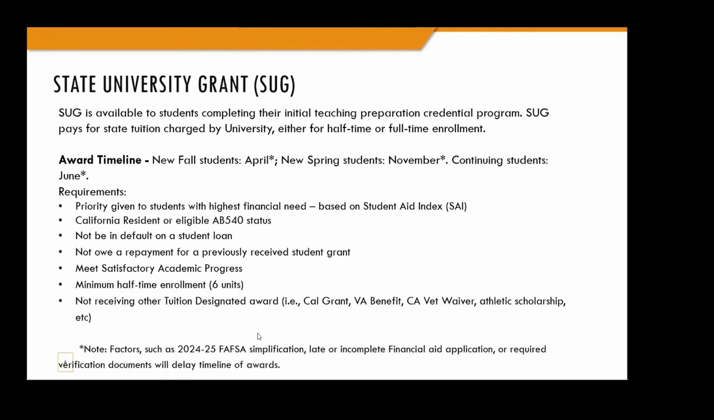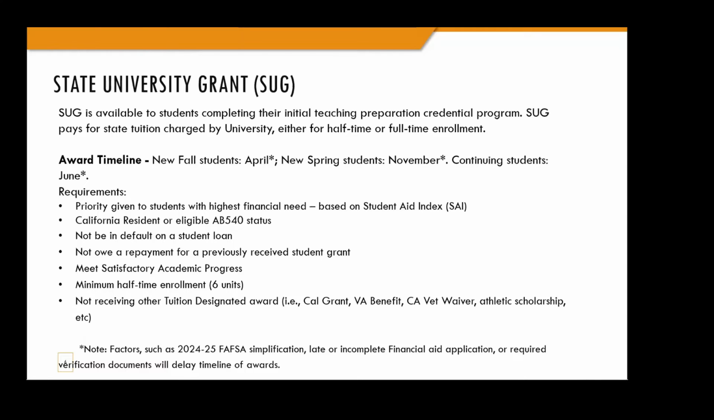So what does that mean? For example, if you're getting a Cal Grant or a VA benefit, a CalVIT waiver, an athletic scholarship, anything that pays your tuition already, maybe from your employer, anything that pays your tuition. If you are receiving a grant or a scholarship that pays your tuition, then the state university grant is not available because the state grant pays tuition only.